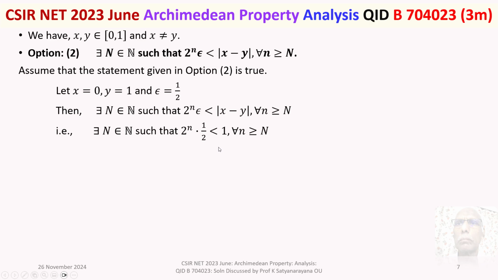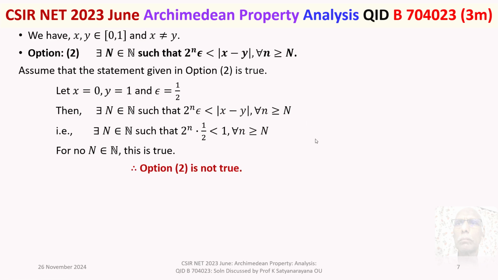Now the question is, is there any natural number capital N such that this happens for all n greater than or equal to capital N? No. There is no such natural number capital N. That means for no natural number n, this is true. Therefore, the assumption that you have made is not true. Therefore, option 2 is not true.